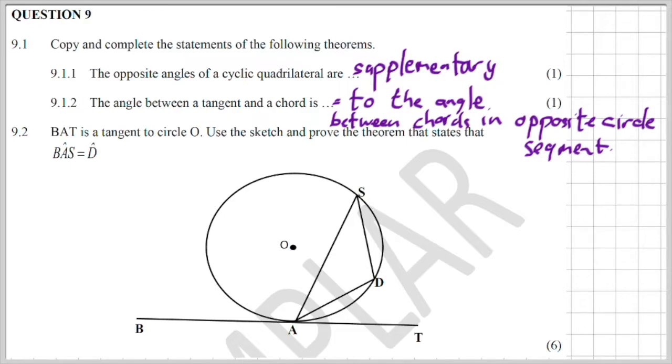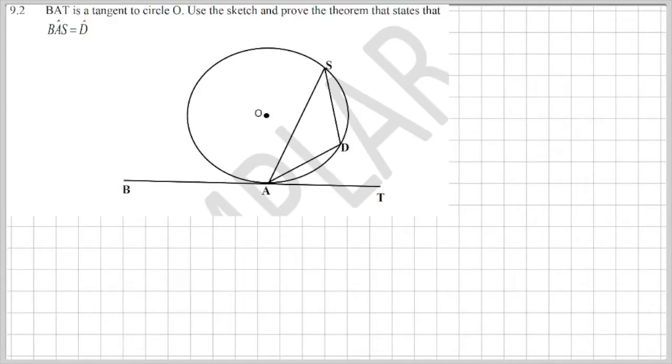a tangent to the circle O. Use the sketch and prove the theorem. There's a very important word there. In other words, it's not something you need to figure out. It's something you had to study beforehand, and therefore there's a standard way of doing a formal proof. So we are always going to start with our sketch and write out the 4 parts of the sum.